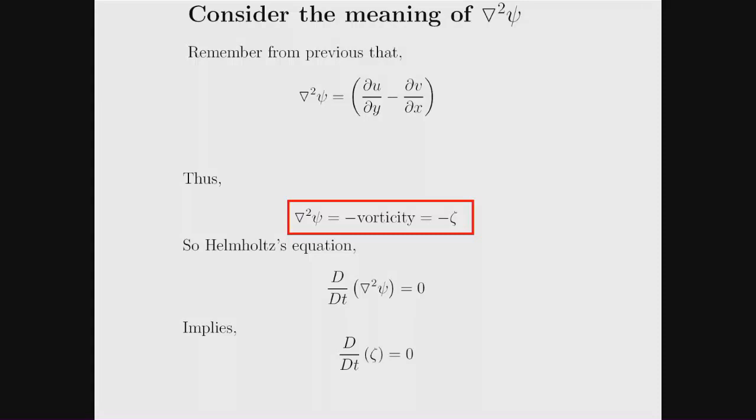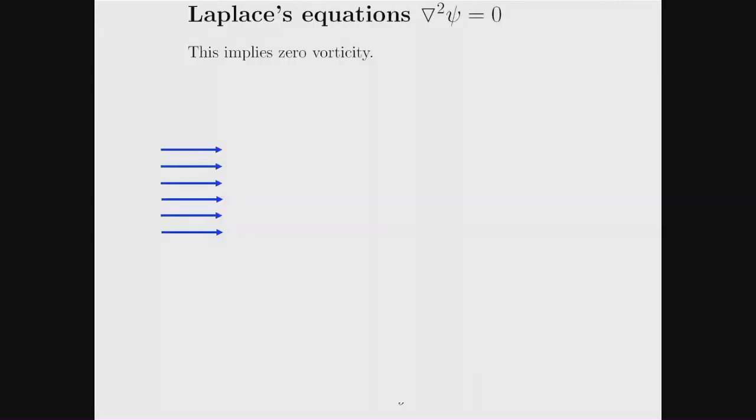So from my Helmholtz equation, where the total derivative of the Laplacian of psi equals 0, implies that my total derivative of vorticity is equal to 0. Okay, so it basically means that the flow has 0 vorticity.